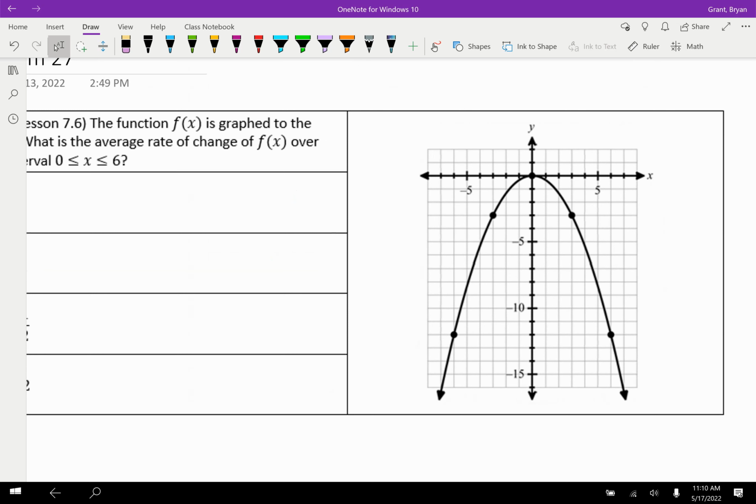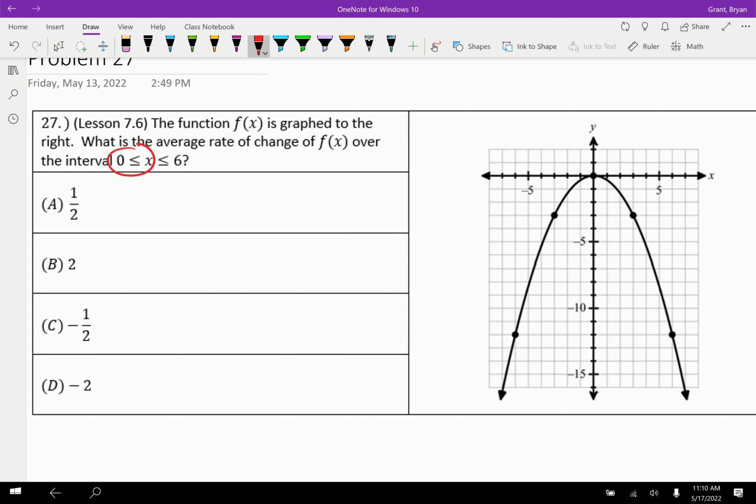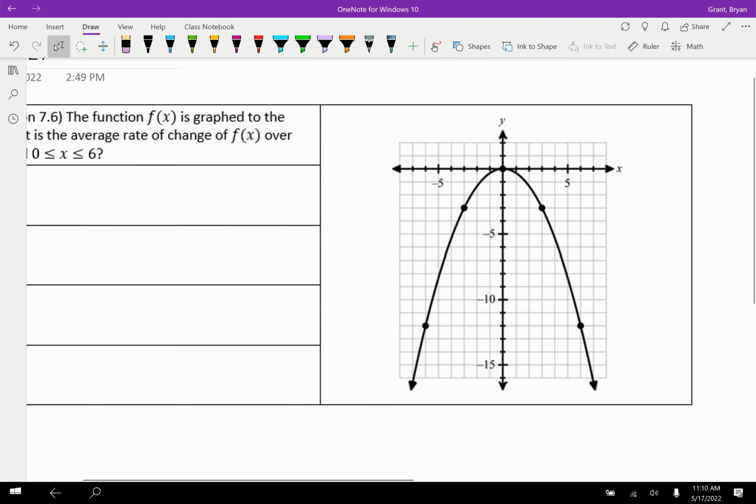When they ask you for the average rate of change, the average slope, they're going to give you two x values. So here they give us an x of 0 and an x of 6. And in fact, I think it's a good habit to get into to write those out. We have an x of 0 and we have an x of 6. If we want to find the average rate of change, we need to actually determine which points we're finding the average rate of change between.